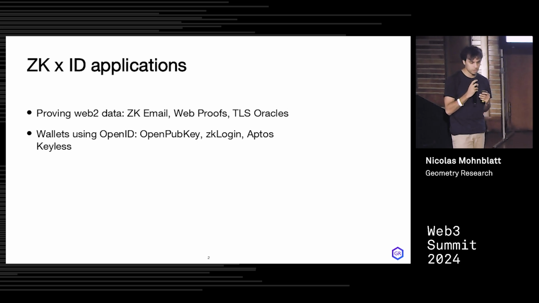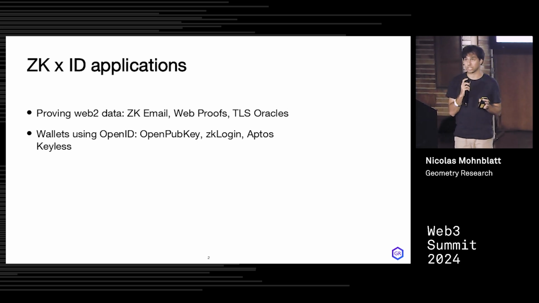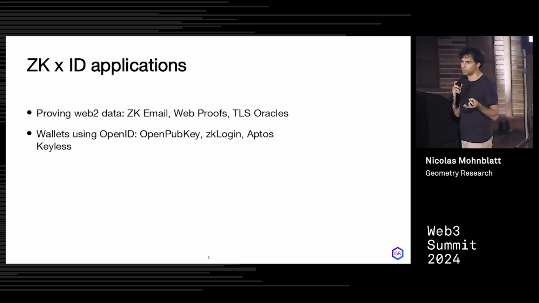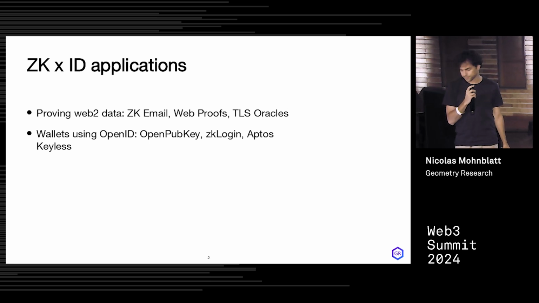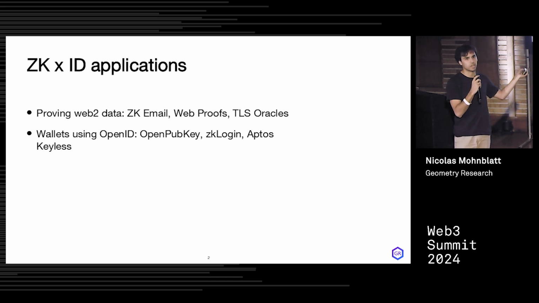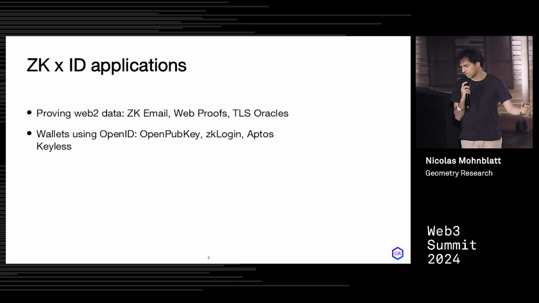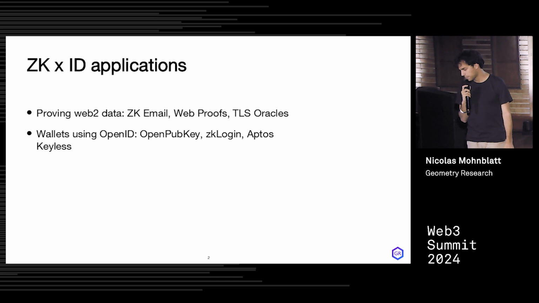There's also really cool stuff in the wallet side of things, where you have all these wallets where you can log in just from your OpenID. So that could be Google, that could be any other OpenID provider. And there's a few variants of this. There's OpenPubKey, then zkLogin, that's Sui's version, and Aptos have their version called keyless.